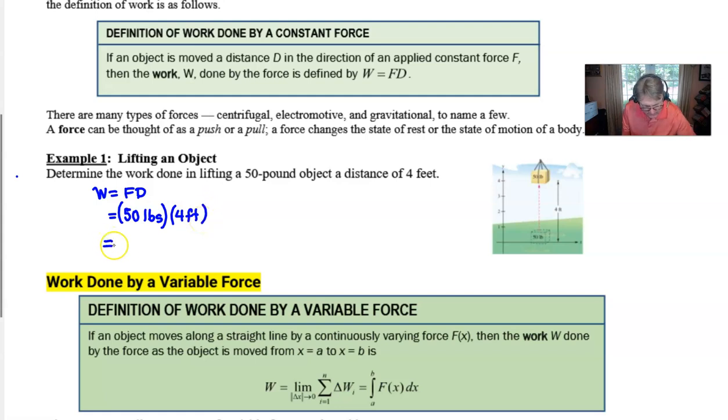And so if we multiply 50 times 4, we of course get 200. Now the weird part, the units. Typically in this imperial system, we're going to say foot-pounds, and we'll put a dash in between them. Foot-pounds. I won't get into a lot of detail about how you would interpret that. It's not important that we convert it to Newton meters. That's not what the point of this problem is.